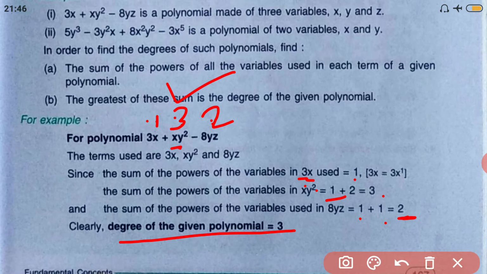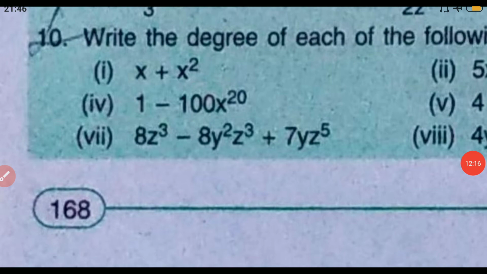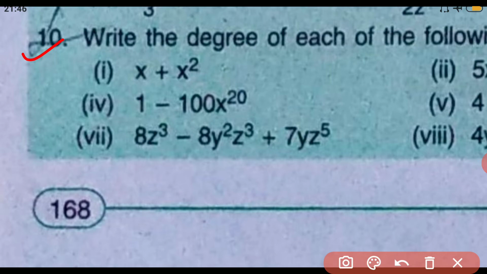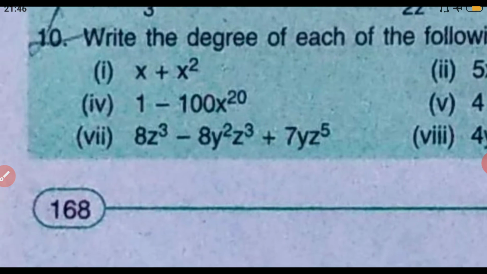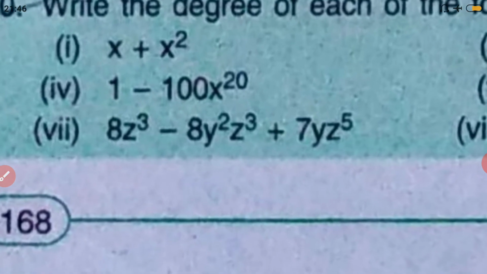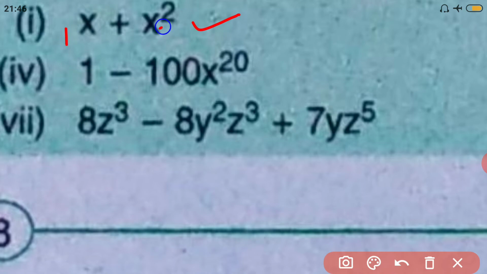Now let us try to solve question number 10 from exercise 18b. Coming to question number 10 here, write the degree of each of the following polynomials. Okay, I am supposed to write the degree of the following polynomials. Now we can go to number 1. The question number 1 is x plus x square. So this x has power 1, whereas this x has power 2.